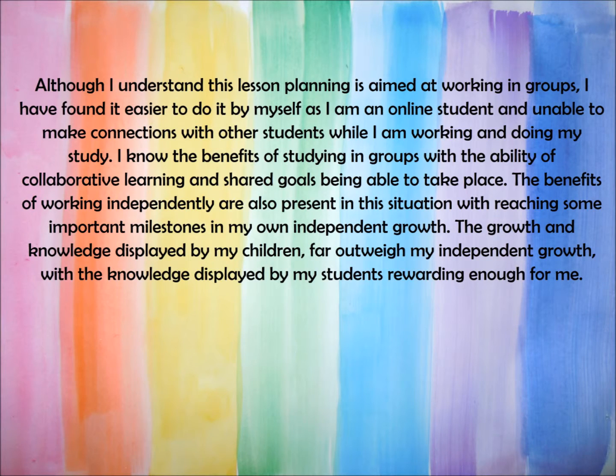Although I understand this lesson planning is aimed at working in groups, I have found it easier to do it by myself, as I am an online student and unable to make connections with other students while I'm working and doing my study. I know the benefits of studying in groups, with the ability of collaborative learning and shared goals being able to take place. The benefits of working independently are also present in this situation, with reaching some important milestones in my own independent growth. The growth and knowledge displayed by my children far outweigh my independent growth, with the knowledge displayed by my students rewarding enough for me.